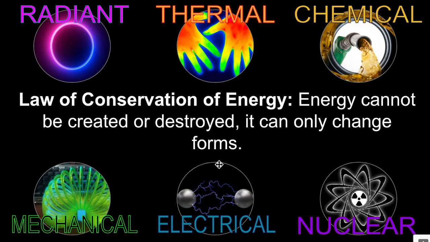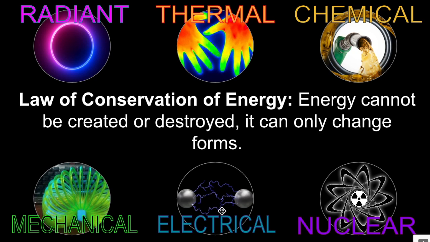And so here are the 6 basic forms of energy that we're going to focus on. We have radiant energy, which is light energy. We have thermal energy, which is heat. We have chemical energy, which is the energy that's stored in chemical bonds. We have mechanical energy, and this is a combination of both potential and kinetic energy. Kinetic energy is the motion, or the energy of anything in motion. So this is movement, basically.